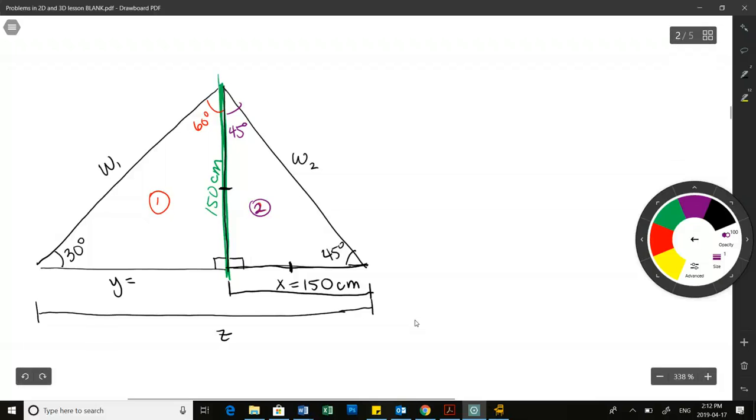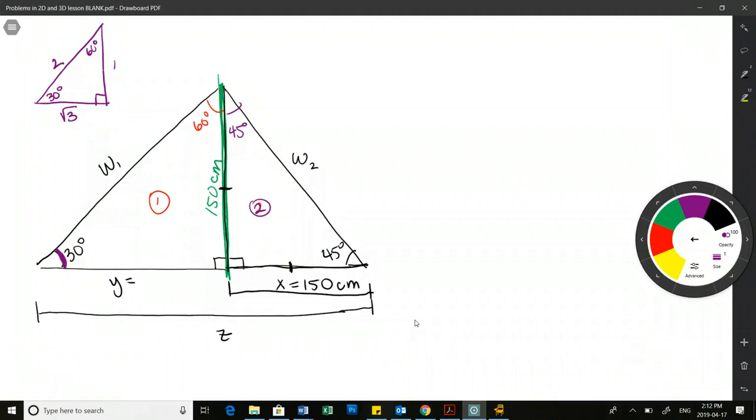All right, so to find this y here, I think maybe we can just use the idea of scale factors, right? So if I set up my similar triangle, my 30, 60, 90, we know the side measurements of this are 1, root 3, and 2. And notice that I set up the 30 in the same location that I have the 30 in my triangle in my question, just so that I can see what this scale factor is.